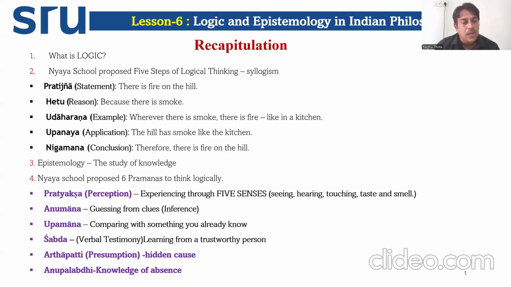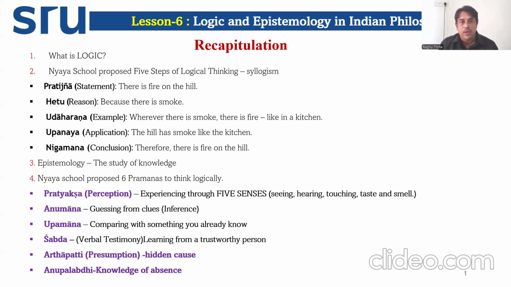Next one, anupalabdhi, which is the knowledge of absence. You would like to go to the staff room to meet your teacher. Generally, when the teacher is present in the staff room, the teacher's things would be on the table. But when you went to the staff room, the things were absent. Based on that, you can conclude that he might be on leave today. That is called the knowledge of absence. That is another way to find the truth.